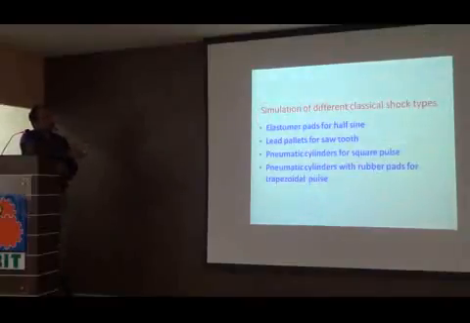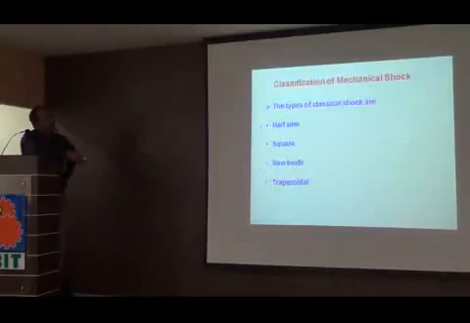So what do we use for simulating? If you want to simulate a half-sine, you need to use some kind of elastomer pads. If you want to simulate, say, a sawtooth, you need some lead pellets. If you want to simulate a square pulse, you need some kind of pneumatic cylinders. If you want a trapezoidal, you need cylinders with rubber pads. These are the typical things.